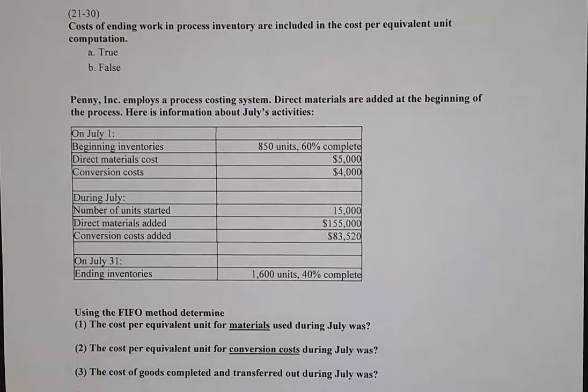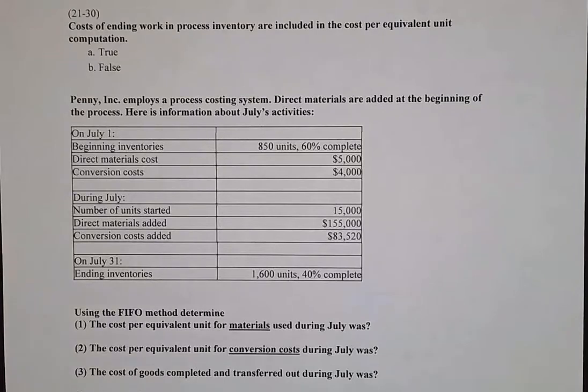All right, let's take a look at some more questions. We're going to do a few things in this video related to process costing systems. The first thing that we're going to do is learn how to determine the cost per equivalent unit. And we're also going to look at calculating cost of goods transferred out to another department or to finished goods, that sort of thing. So this is kind of the meat of process costing, but we're going to get started up here with a little true-false question.